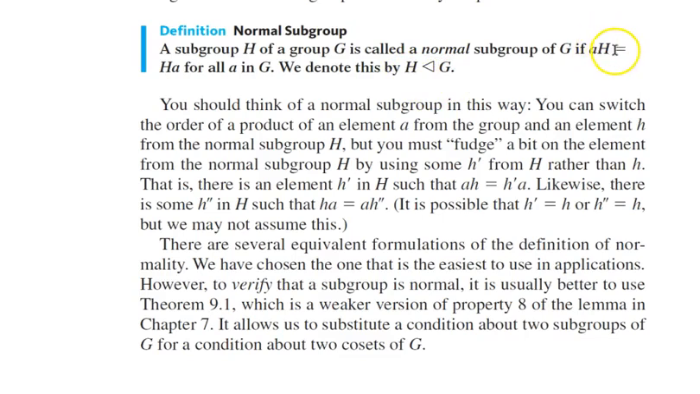This equality is equivalent to the following. Multiply both sides by the inverse of a to the left, and we'll get H equals a to the negative 1 H a for all a in G. So it is an equivalent definition for a normal subgroup.